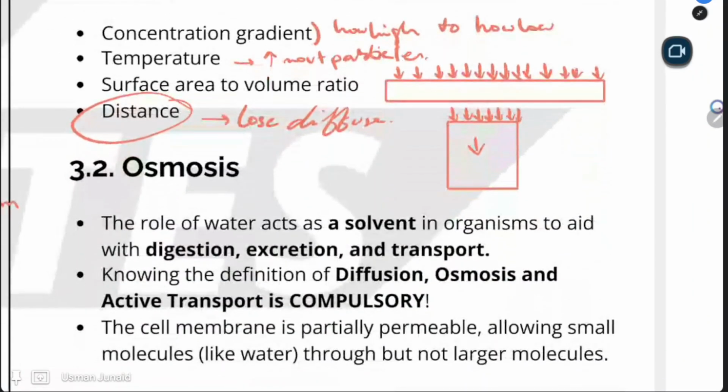Okay. Now, what's osmosis? Osmosis is pretty much the same as diffusion. However, it is regarding water molecules.